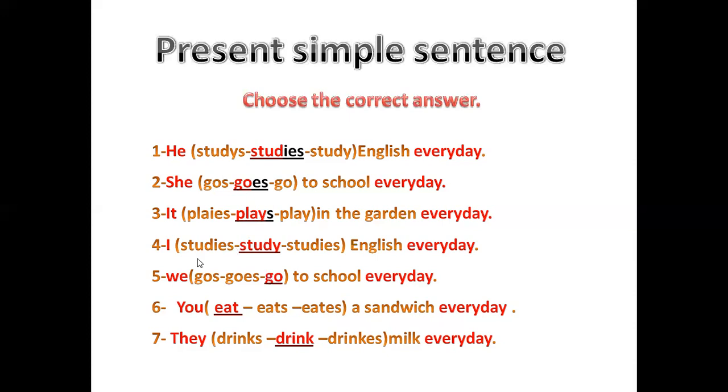And here in numbers 4, 5, 6, 7, the verb remains the same without any endings because the subject is I, we, you, they. When does this happen? In present simple only.